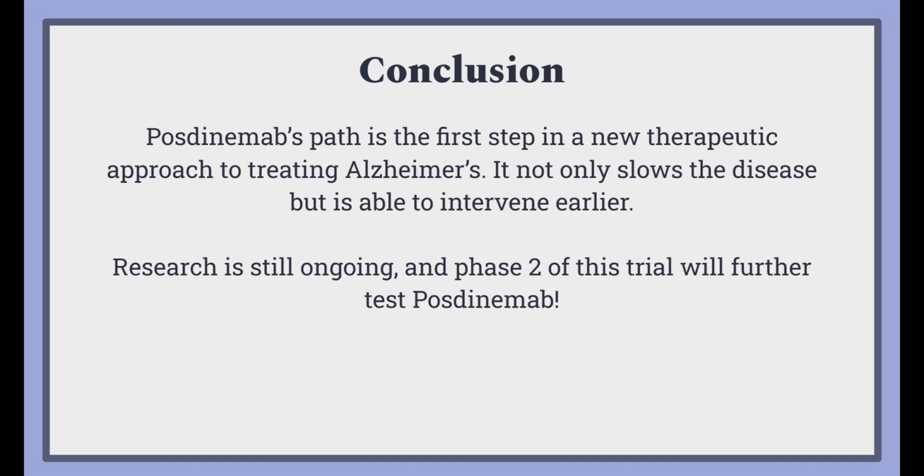Conclusion. Postdyne-mab's path is the first step in a new therapeutic approach to treating Alzheimer's. It not only shows the disease but is able to intervene earlier. Research is still ongoing, and Phase 2 of this trial will further test Postdyne-mab.